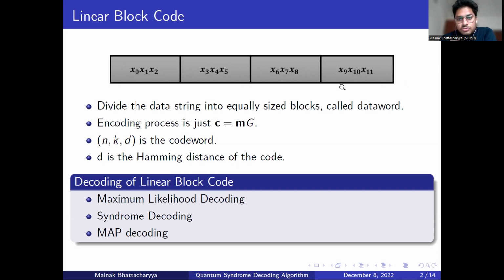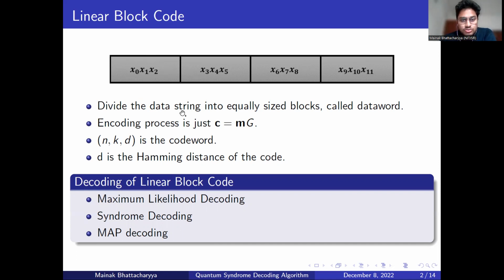For example, here is our data stream that will be transmitted through the communication channel, and it has been divided into little blocks of 3 message bits. That is, the whole string has been divided into blocks of three message bits each. The encoding will transform each block into an encoded code word, which has a higher number of bits than the message bits.